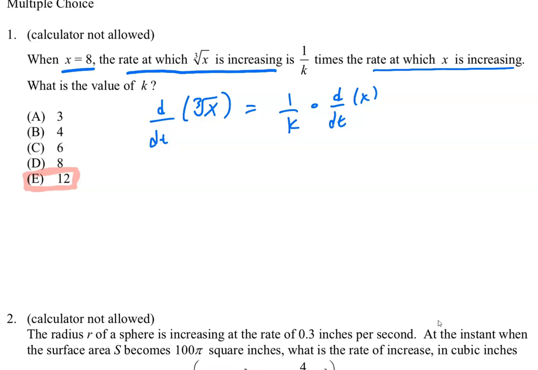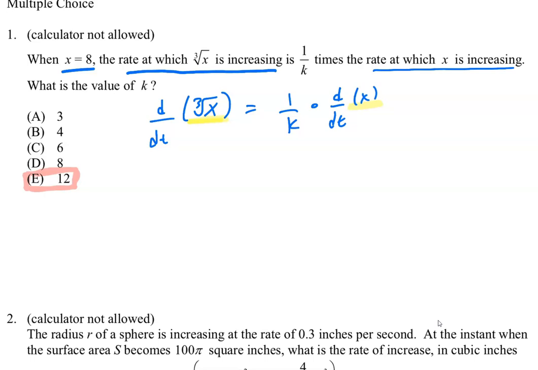Cube root x? Wait, you're confused by that? Sorry. What is the value of k? Okay, so basically, it took me a minute to think about this, but it's basically like, take the derivative of that with respect to t, take the derivative of that with respect to t, and one is 1 over k times the other one, right?